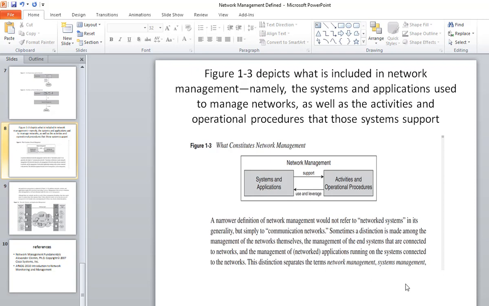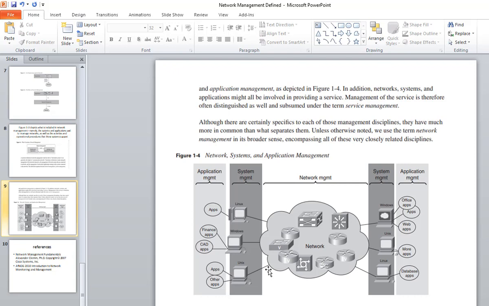Now, a narrower definition of network management would not refer to network systems, in its generality, but simply to communication networks. Sometimes a distinction is made among the management of networks themselves, the management of the end systems that are connected to the networks, and the management of network applications running on the systems connected to the networks. These distinctions separate the terms network management, systems management, and application management, as depicted in the next figure, figure 1 of 4.